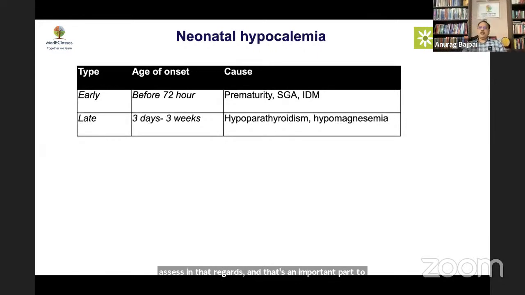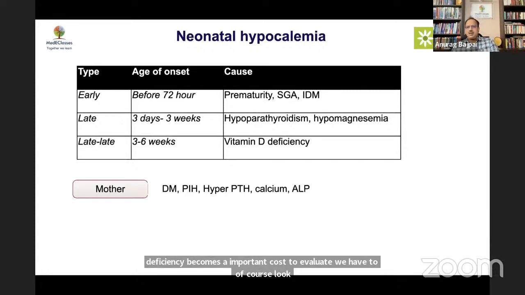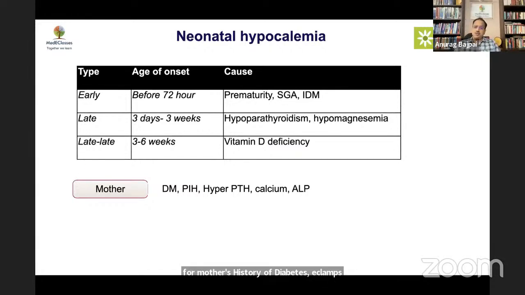Now, beyond that, depending upon the duration, from 3 days to 3 weeks, we have to think of hypomagnesemia and hypoparathyroidism as important causes. And as discussed earlier, beyond 3 weeks, vitamin D deficiency becomes an important cause to evaluate. We have to look for mother's history of diabetes, eclampsia, hyperparathyroidism, and assess calcium and phosphorus, as we were discussing, to identify this case.